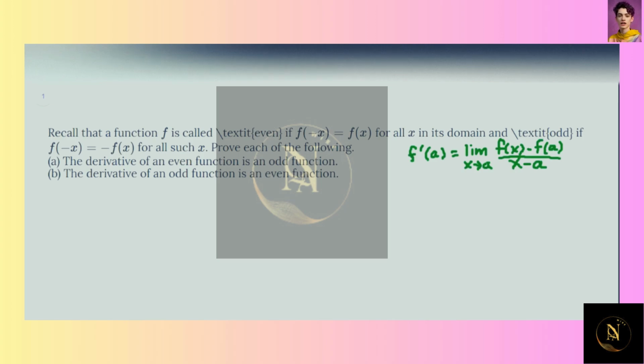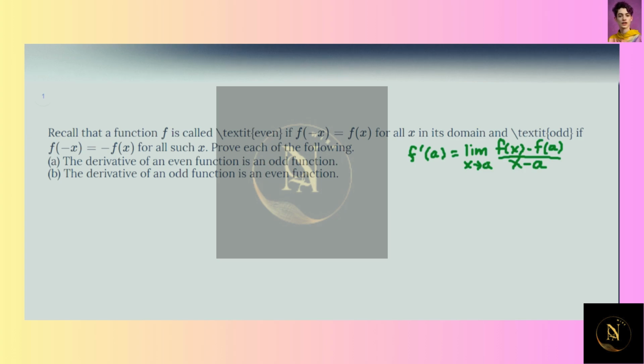Recall that a function f is called even if f of negative x is equal to f of x for all x in its domain, and odd if f of negative x is equal to negative f of x for all such x. Prove each of the following. Part A, the derivative of an even function is an odd function. Part B, the derivative of an odd function is an even function.